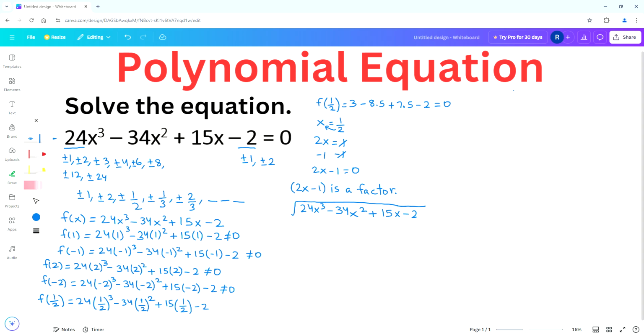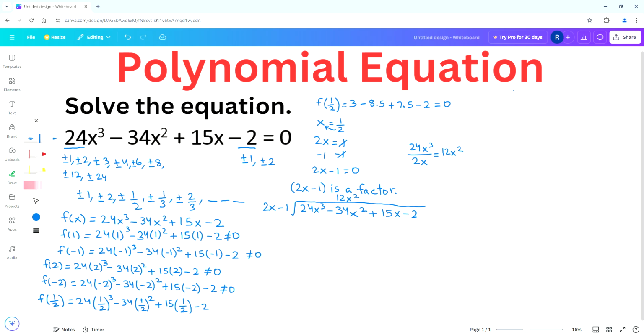The divisor is the factor 2x minus 1. Now we can start the long division. The first step is to divide the cubic term in the dividend by 2x to find the first term in the quotient. I get 12x squared.